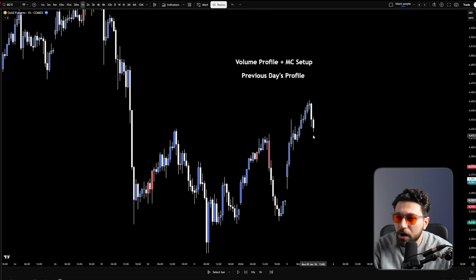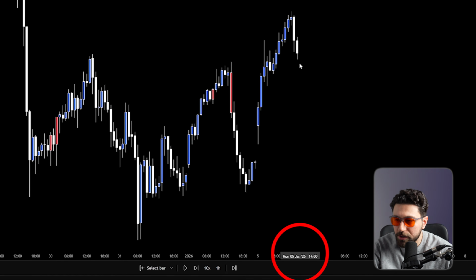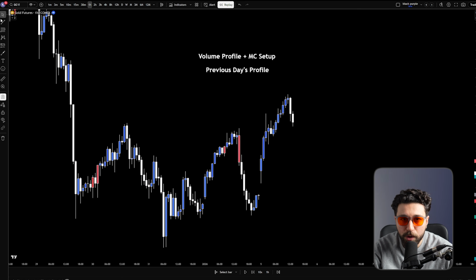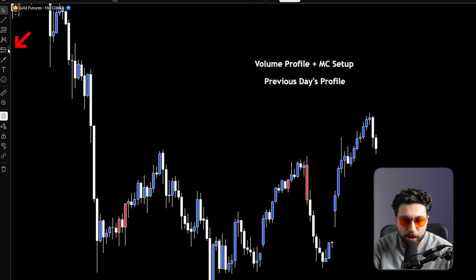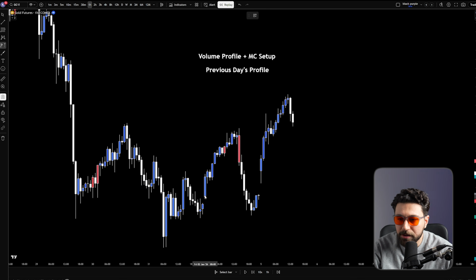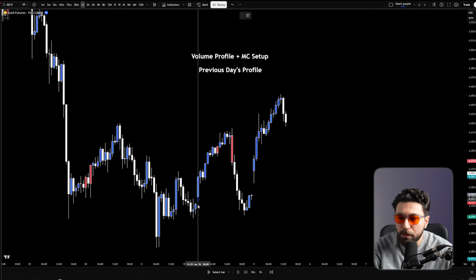So here we are on Monday, January 5th. So this means the previous day is Friday. Okay, so I'm gonna go ahead here right to the left where you have your long and short positions. You go down to volume based and we'll see the fixed range volume profile. You click this and then you go to Friday market open, click once, and then until market close right here.